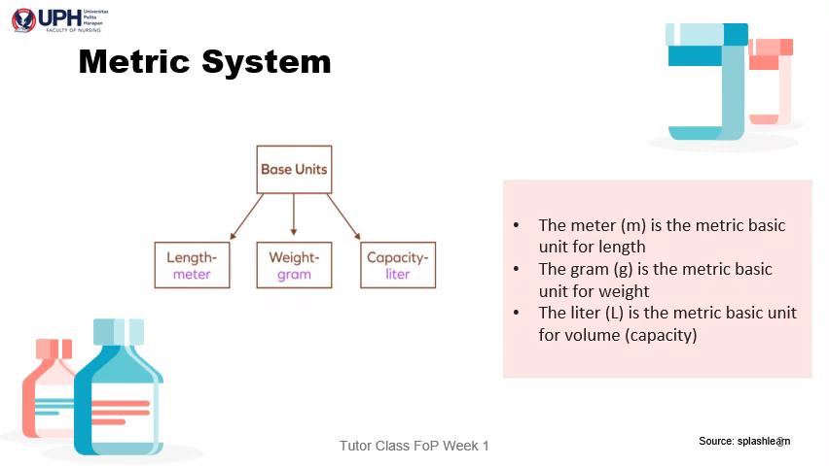Now let's review the metric system. So we have what we call base units. For example, for length, we have meter; for weight, we have grams; for capacity, we have liter. So the meter is the metric base unit for length, gram is the metric base unit for weight, and liter is the metric base unit for capacity. These are the things that we often use as we learn pharmacology.